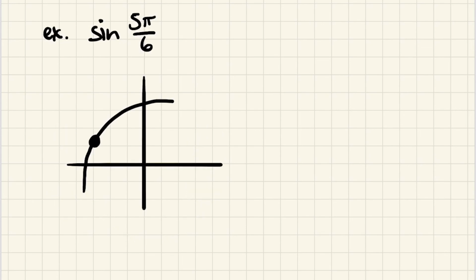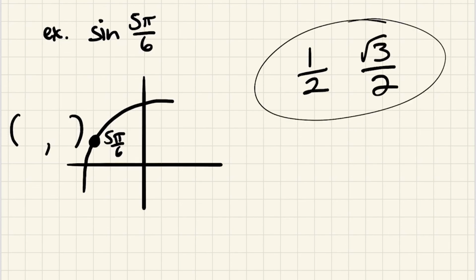All right, so we've got our 5 pi over 6 here. Now we need to determine these coordinates. Now the pi over 6's and the pi over 3's consist of some combination of these two numbers right here, 1/2 and rad 3 over 2. The question is, in what order do they go?